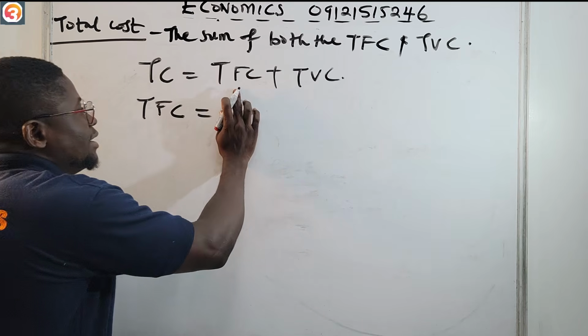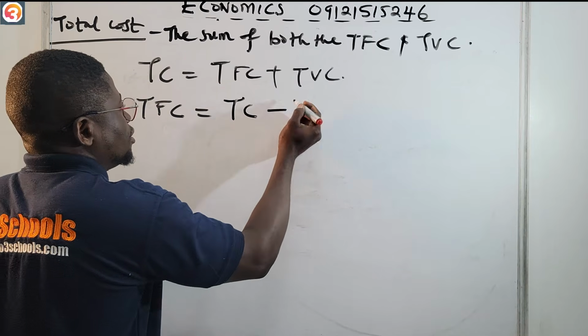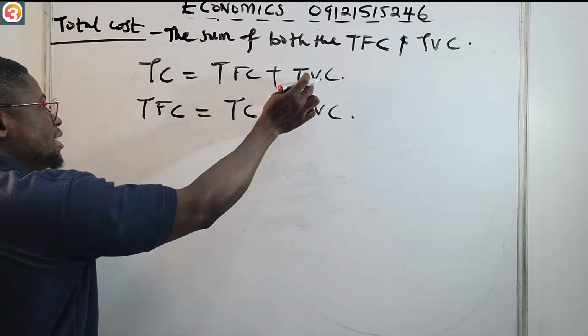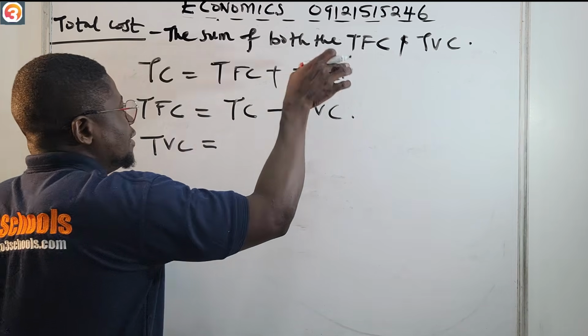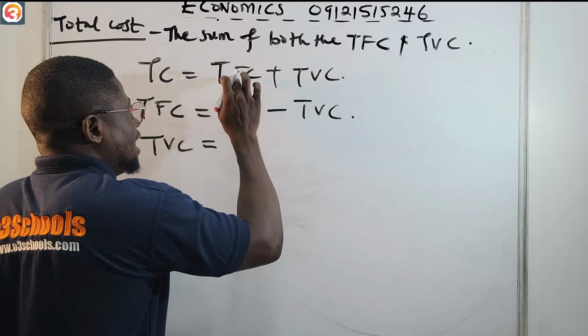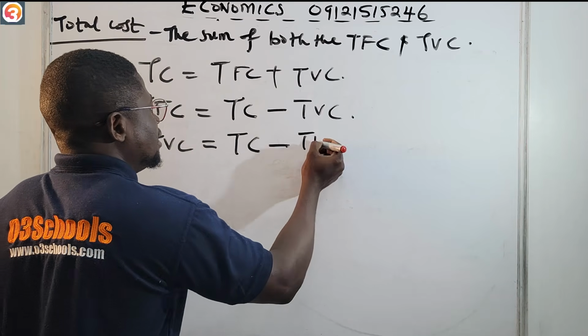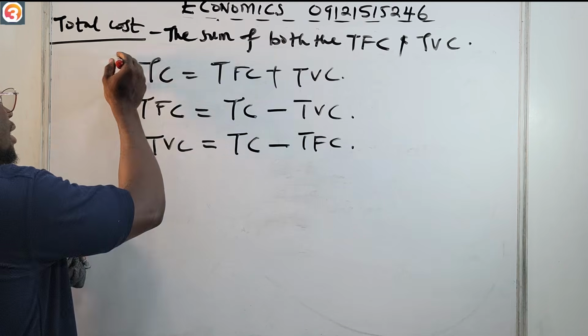That means that what TFC remains here, TVC will come and join total cost. So total cost minus TVC will now be our total fixed cost. If we are looking for TVC, make TVC the subject of the formula. TVC stays, then TFC comes to meet total cost. So our total cost minus TFC. These formulas are very, very important in our calculations.